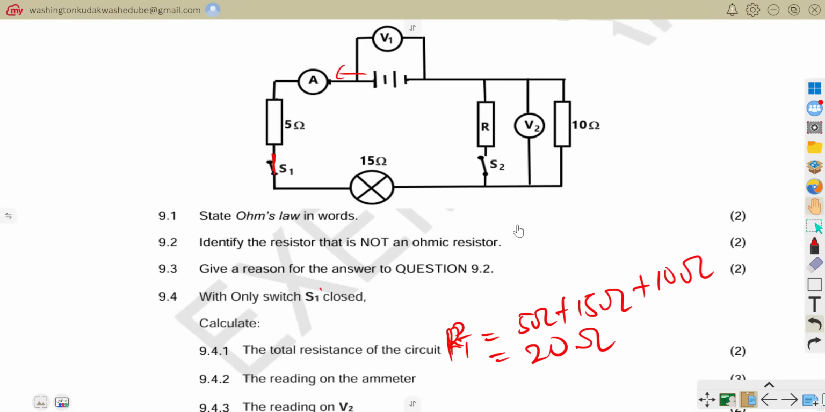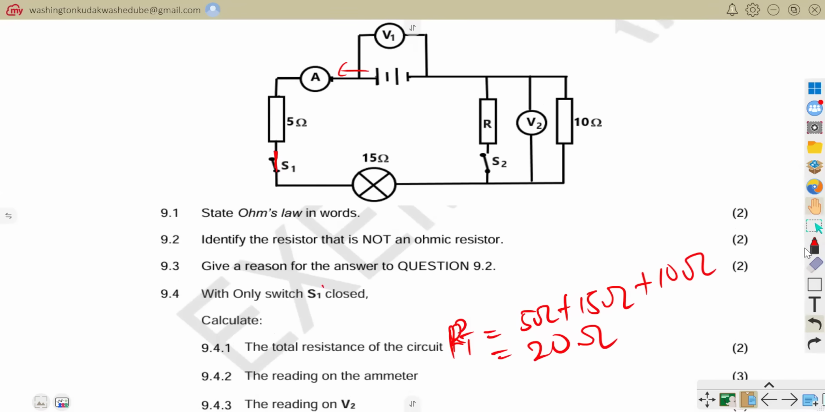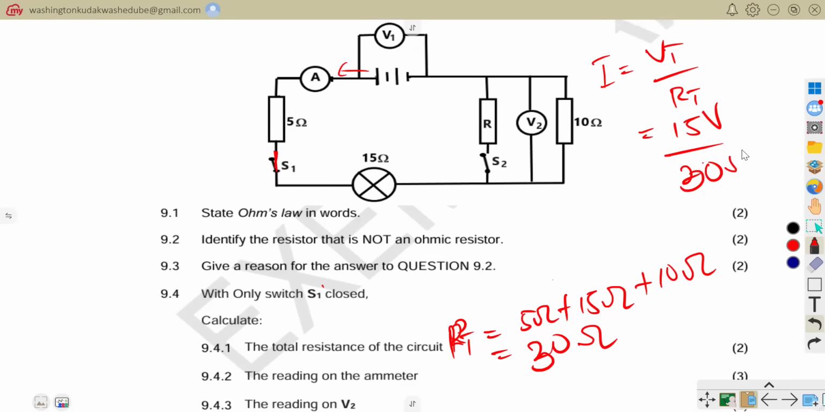Now, what is the reading on the ammeter? From Ohm's law, the current is given by the total voltage over the total resistance. The total voltage is 15 volts. The total resistance is 30, because 5 plus 15 becomes 20, plus 10 becomes 30. So we say 30 ohms. 15 divided by 30 ohms, the current that would be read on the ammeter would simply be equal to 0.5 amps.